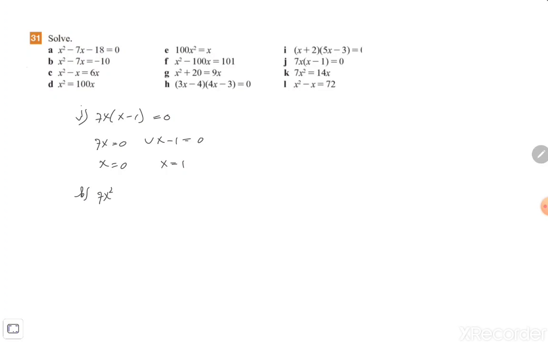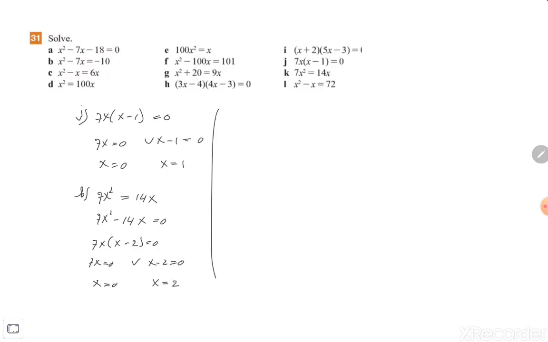7x² = 14x. So we need to make the right side 0. So 7x² - 14x = 0. So we're going to put the 7x outside the brackets. Then we still have x left, and -2 is 0. So 7x is 0, or x - 2 is 0. So x is 0, or x is 2.